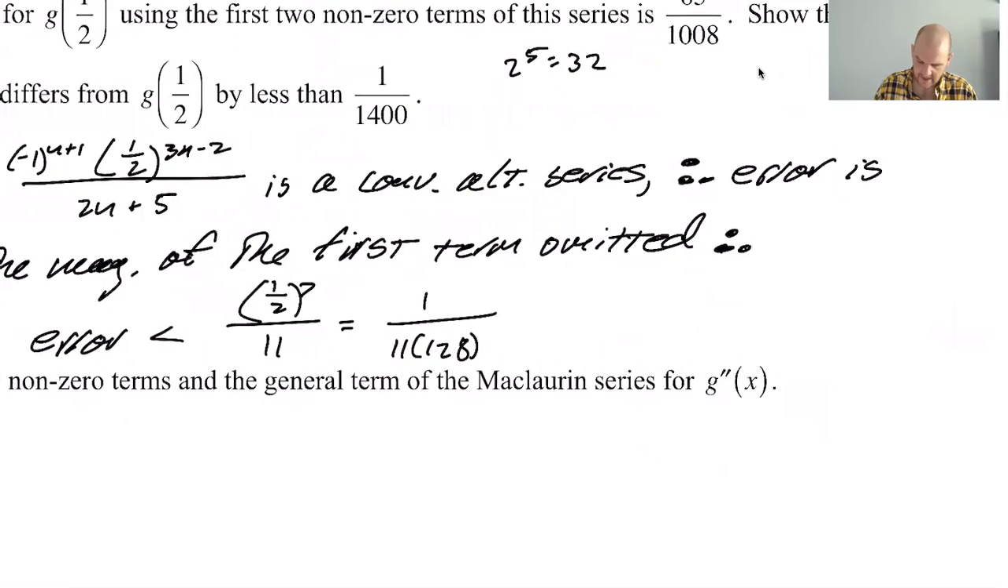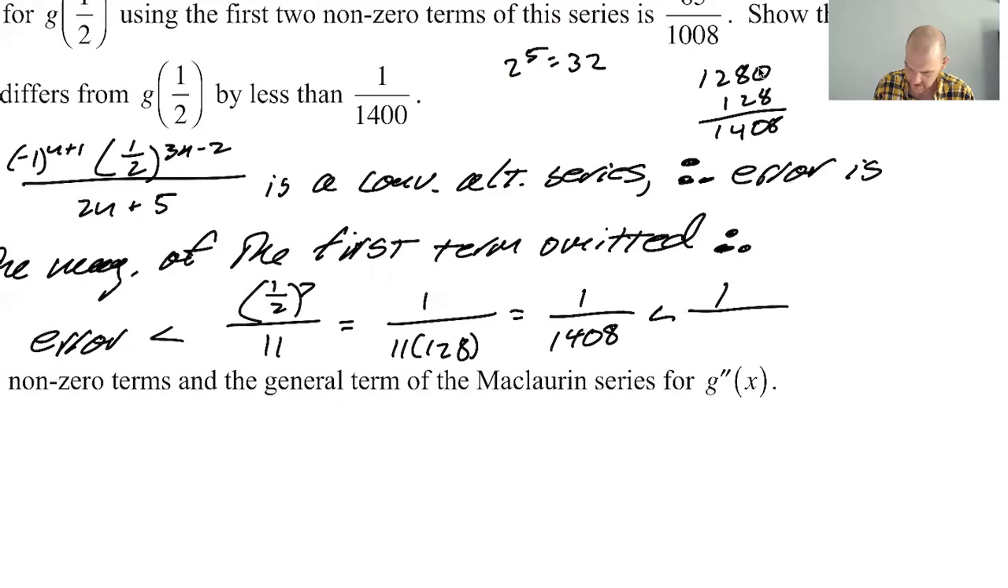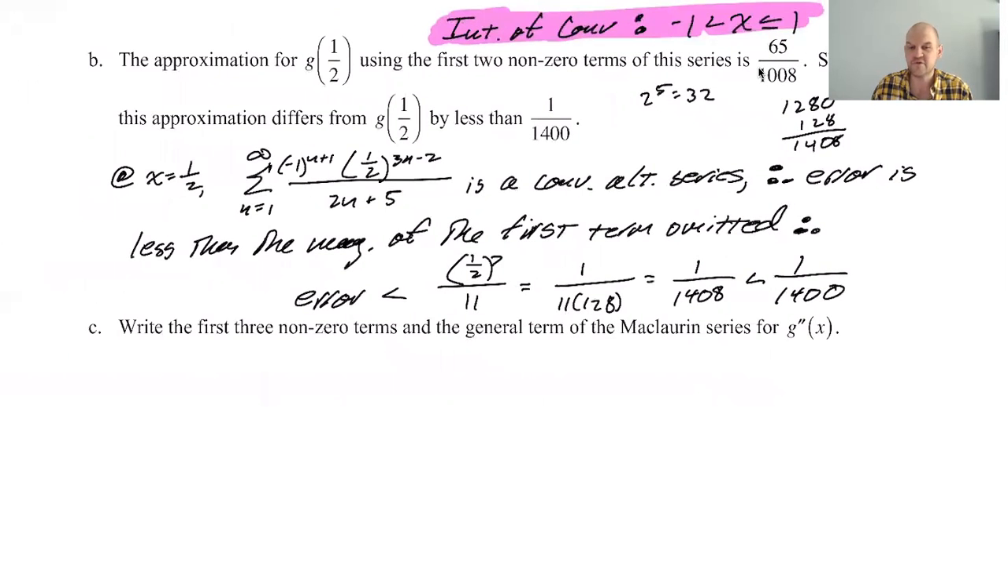And then if I had a calculator, I would just use it, but I don't think I do. So that's going to be 1280 and then 128. 1408. 1 over 1408, which is definitely less than, but not by much, 1400. So it works. It's super close though.